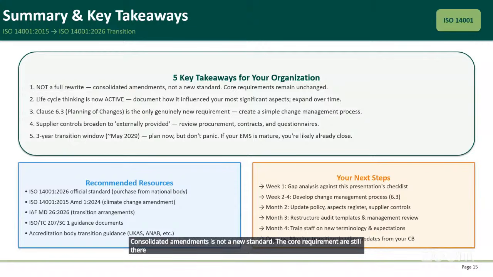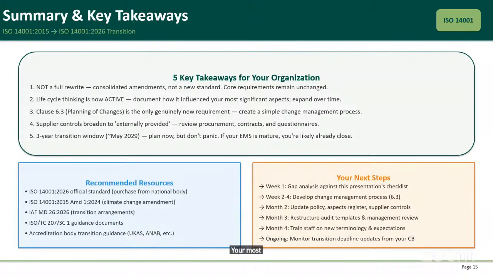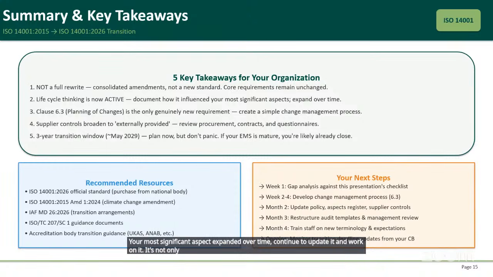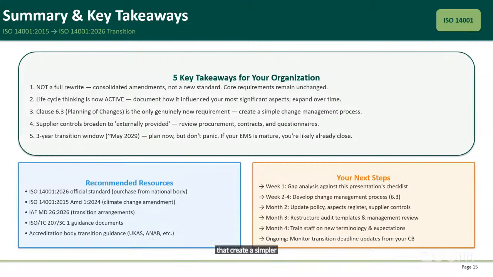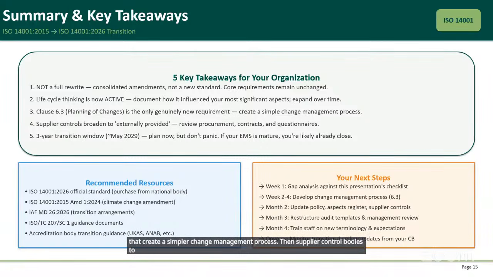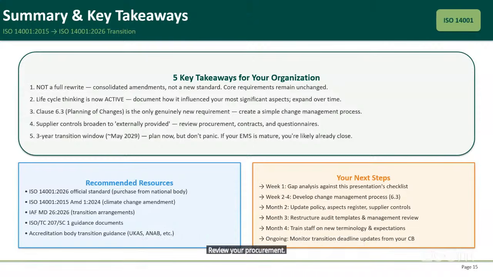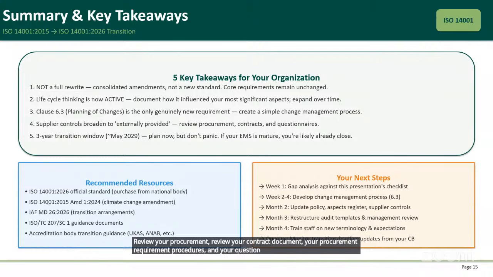Life cycle thinking is now very much active, and you must think across the life cycle perspective at all times. You must document how it influenced your most significant aspects, expand it over time, continue to update it and work on it. It's not something that you just do once and that is all. It's something that you continuously improve upon. Clause 6.3 is the only new clause, that creates a change management process. Then supplier controls apply to externally provided services and not just outsourcing. Review your procurement, your contract documents, your procurement requirement procedures, and your questionnaires for your contractors, suppliers and vendors. Then the transition window is still 3 years.